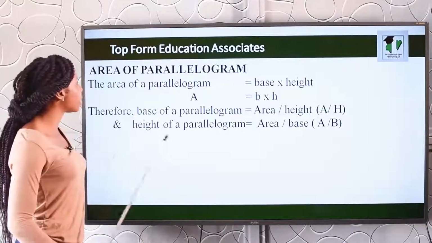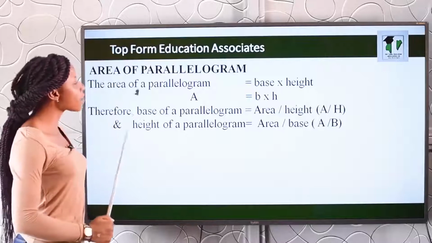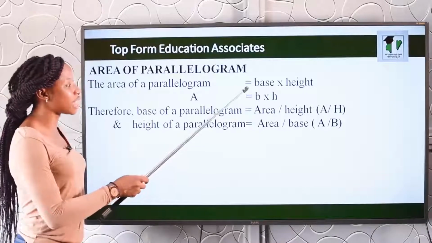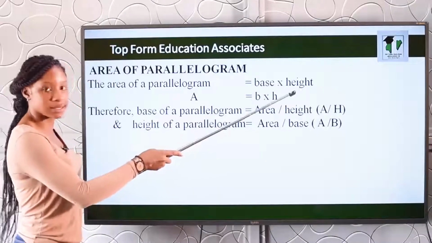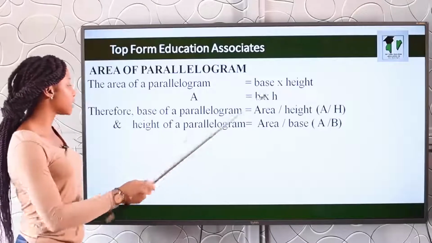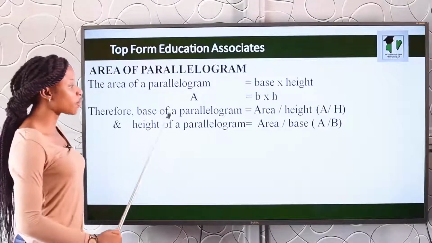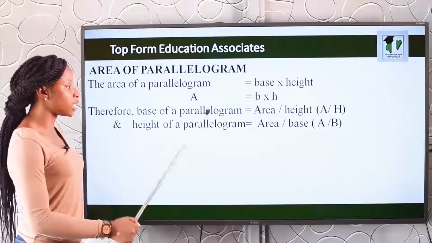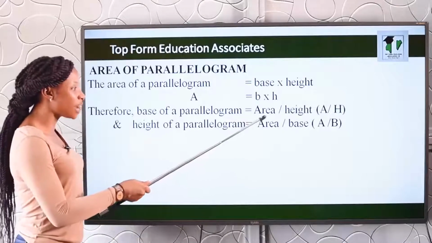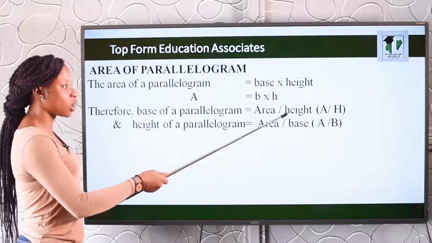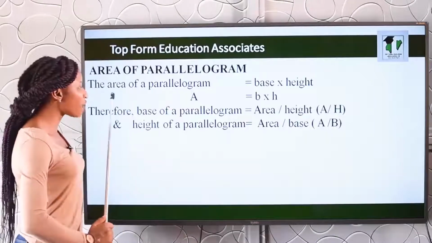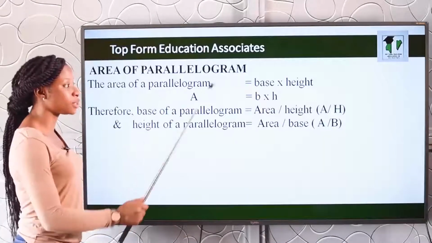Area of parallelogram. Now, the area of a parallelogram is given as base times height. Therefore, to look for the base of a parallelogram, you use the formula area over height. Okay? The formula for looking for area of a parallelogram is base times height.